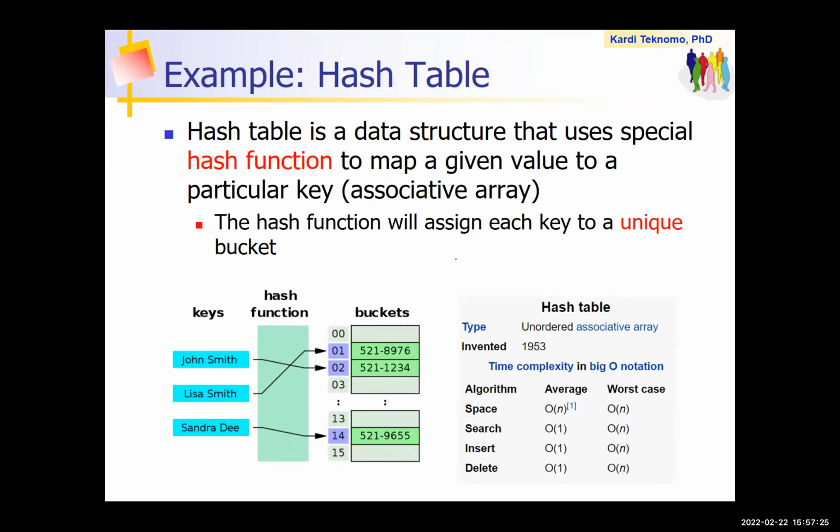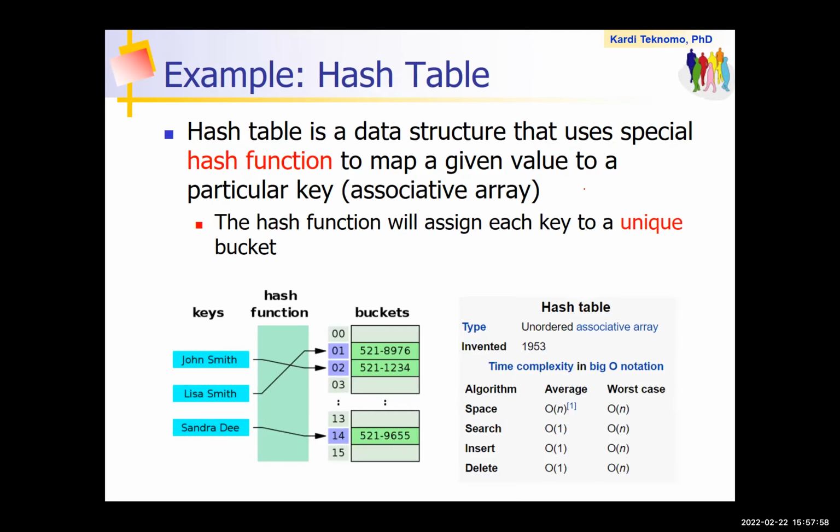Another data structure is called a hash table. What is a hash table? A hash table is a data structure that uses a special hash function to map a given value to a particular key. So what is a hash function? A hash function is a function that will assign a unique bucket. For example here, the key is John Smith.